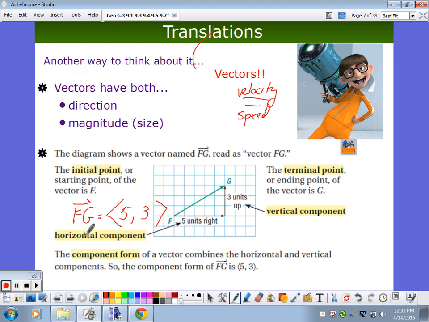So a vector is a line that shows the direction. There's a number associated with it. A vector is a line that shows the direction and distance. Okay. So this is the component form. FG goes 5 to the right, 3 up.